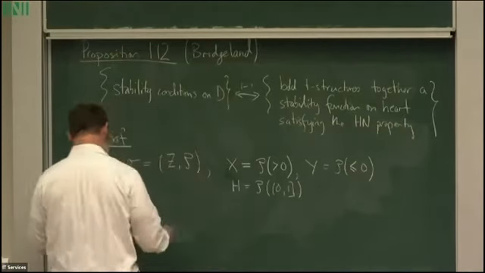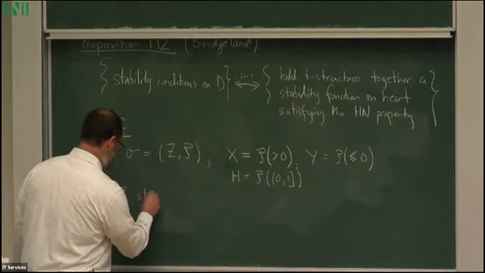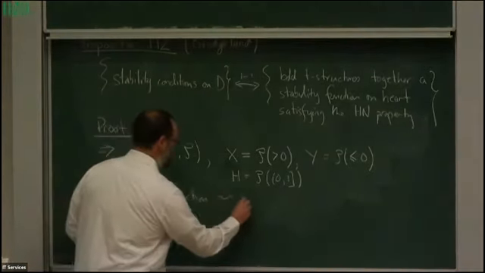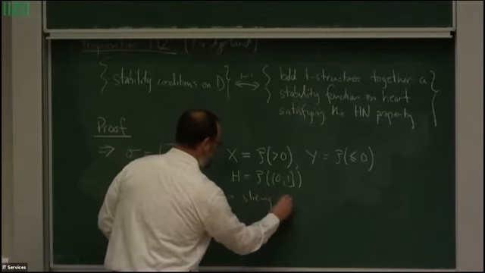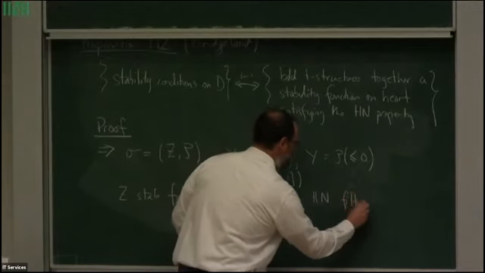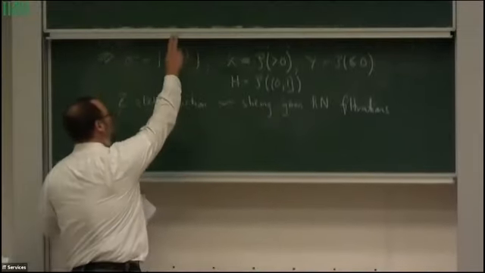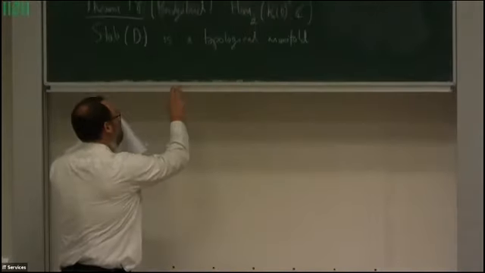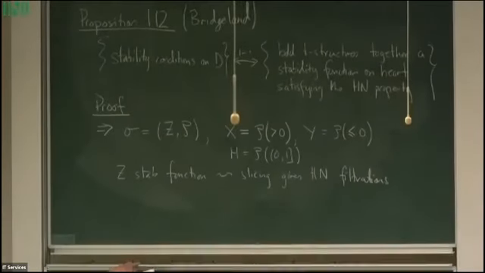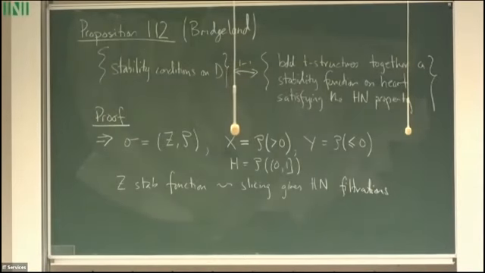And then Z is the stability function. The slicing gives the chain. That's how you pass from a stability condition to a T-structure with a heart with a stability function satisfying the HN property.